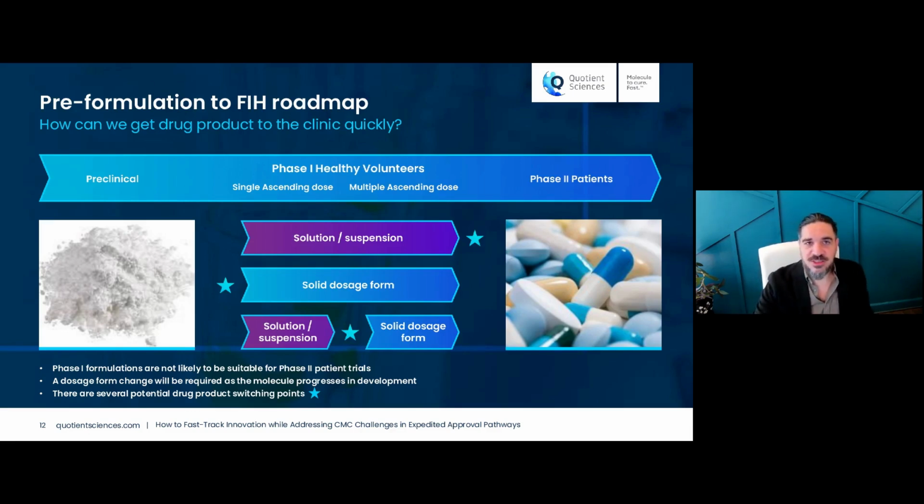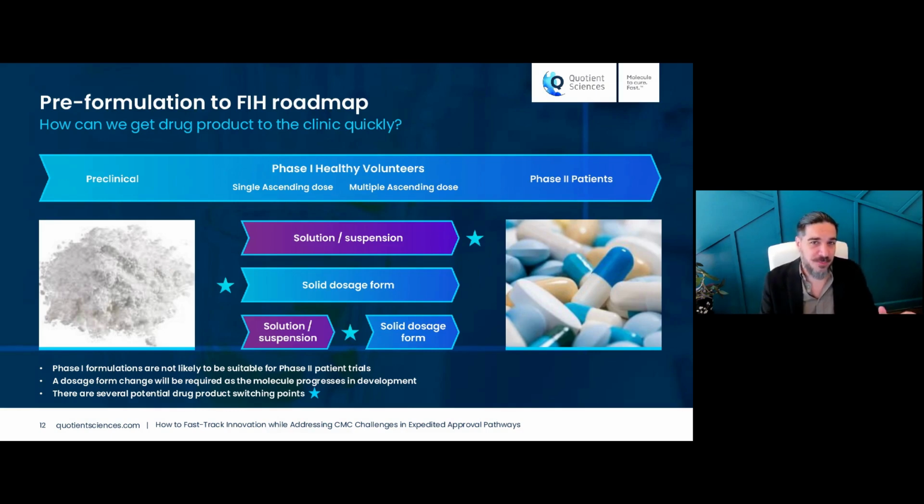The three common strategies employed in industry today, you can see here in the middle. The top one there is probably the most simple, most direct, which is a liquid-based system for delivery. We meet that requirement for a rapid initiation for a first in human study by utilizing a simple solution or suspension. And you can get data on safety with minimal CMC investment while still getting your tolerability and PK exposure.